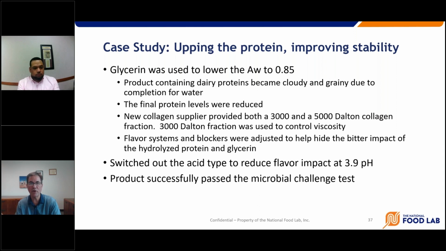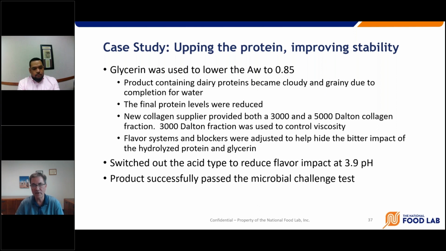It also helps lower the viscosity, which is a bonus for the thicker products. How to use some flavor systems and some blockers. We also played with the different acid types, right? So are you using citric? Are you using lactic? Are you using malic? Are there other fruit acids that might accentuate or improve the flavor of the product?